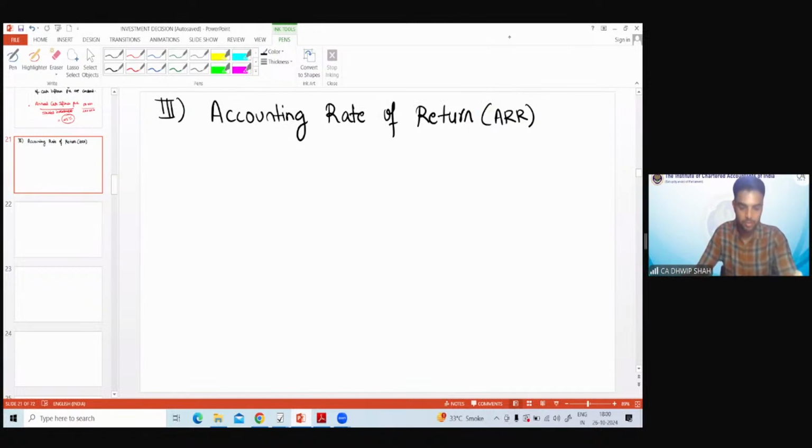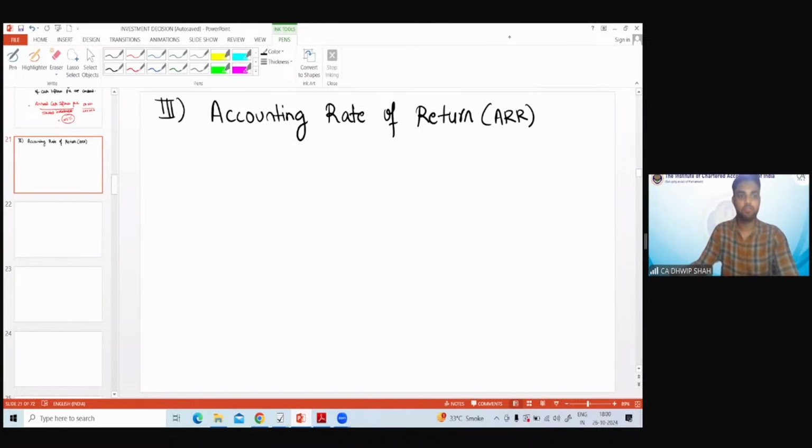Again, today we will continue with investment decision. Yesterday, we understood what investment decision is all about. It is nothing but to decide whether to accept the project or not. And likewise, we studied two capital budgeting techniques. One was payback period, other one was discounted payback period. And we also learned how payback reciprocal is calculated.